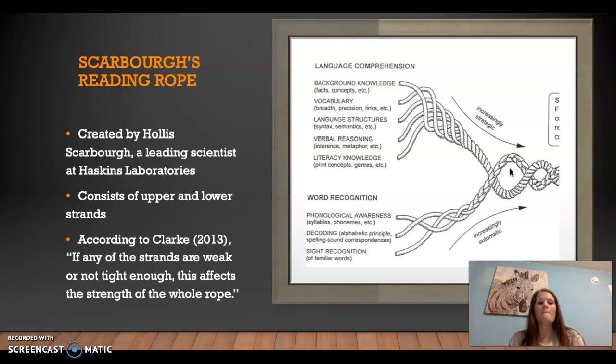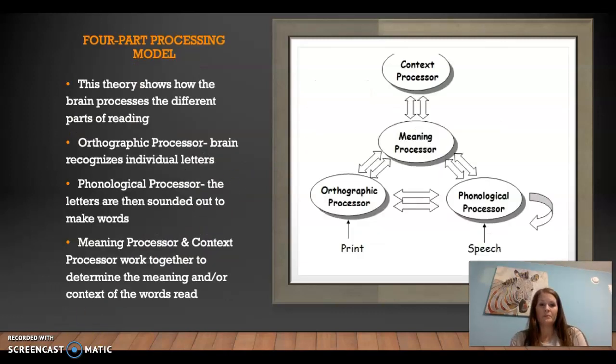That is an analogy for being a fluent reader who not only is good at reading, but also understands what they've read. According to Clark, if any of the strands are weak or not tight enough, this affects the strength of the whole rope, which is true. Background knowledge is important, but if they read a word and don't understand it, it's going to break down the whole thing as they move forward in reading.